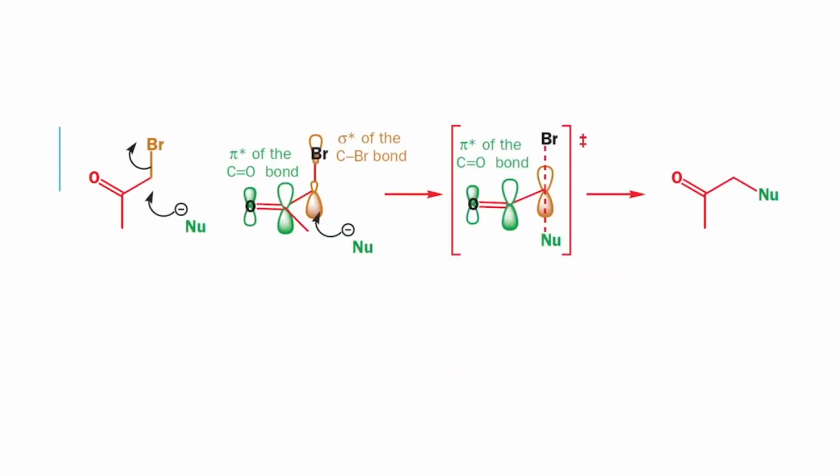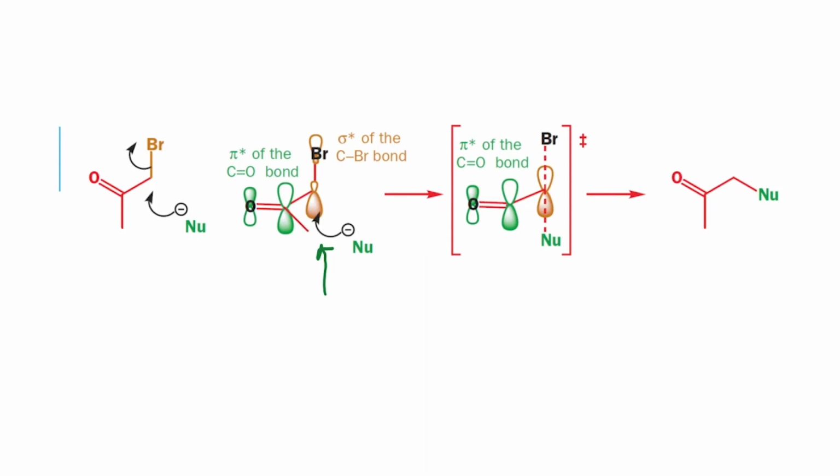Okay, so the idea here is that the nucleophile attacks from 180 degrees from this carbon bromine bond. But since we are looking at this combined, sort of more stabilized antibonding orbital over here, it's more facile.